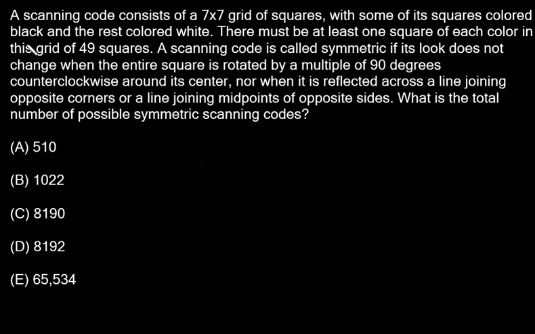It says a scanning code consists of a 7 by 7 grid of squares with some of its squares colored black and the rest colored white. There must be at least one square of each color in this grid of 49 squares. A scanning code is called symmetric if its look does not change when the entire square is rotated by a multiple of 90 degrees counterclockwise around its center, nor when it is reflected across a line joining opposite corners or a line joining midpoints of opposite sides. Whew, lots to take in. What is the total number of possible symmetric scanning codes?